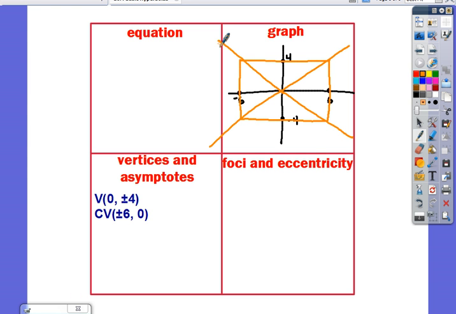And there we go. So the actual hyperbola, since it said the vertices were these two, this is going to be one of those special up and down ones.